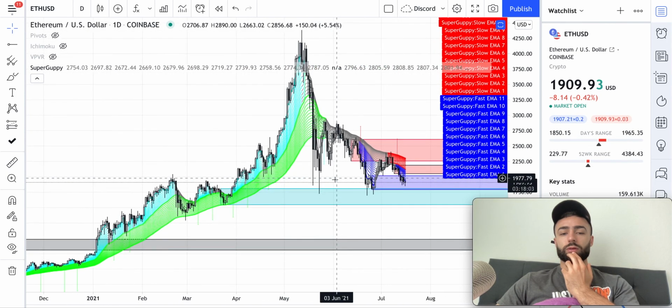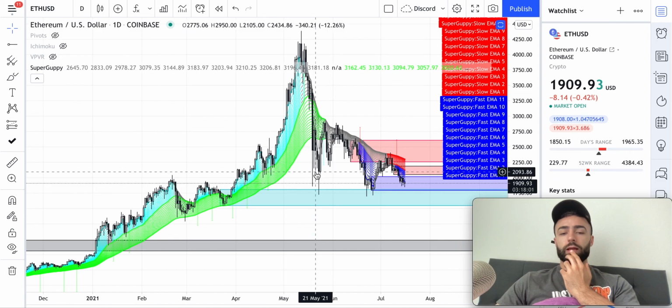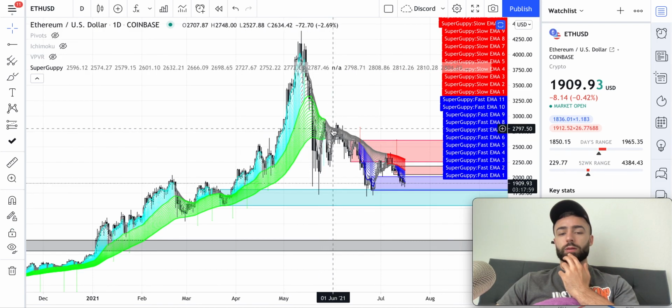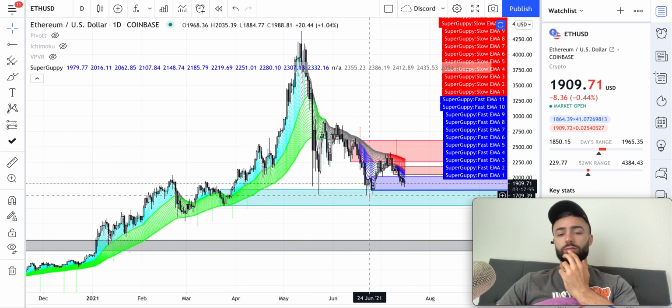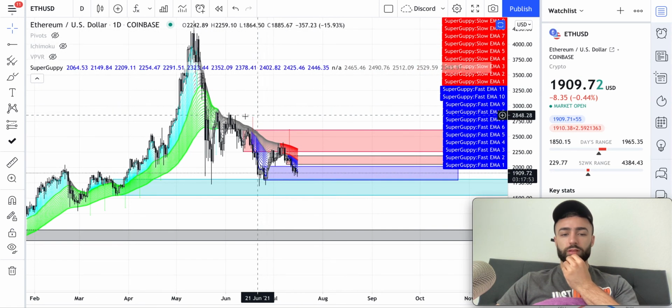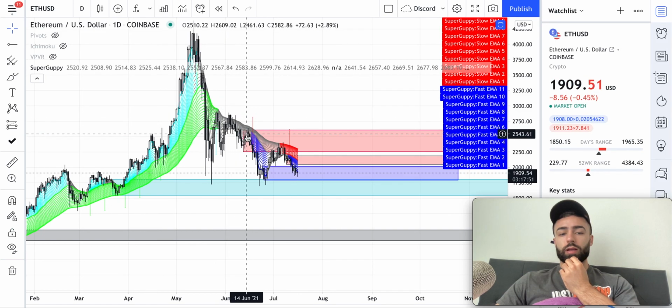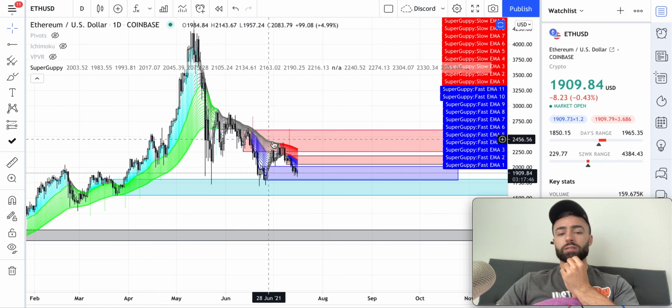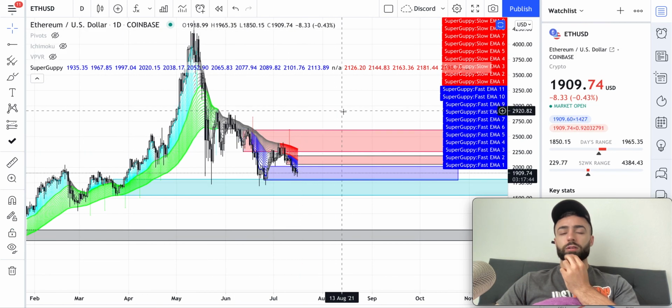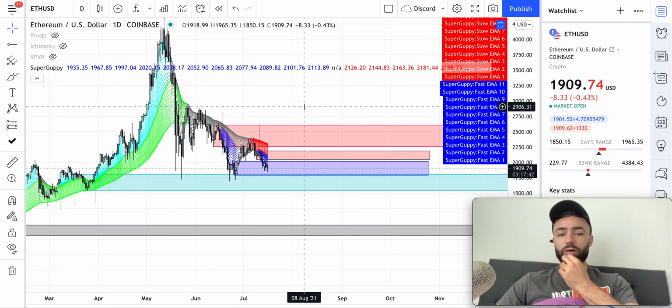And then we didn't bounce right here. And now you can see as soon as we don't bounce, we come back into them and we reject off of them, reject off of them, reject off of them. And then every time we reject off of them, the EMAs are rolling over. And now the longer term EMAs, these green EMAs, are now these red EMAs. So now the longer term EMAs are above the shorter term, and that is very bearish.